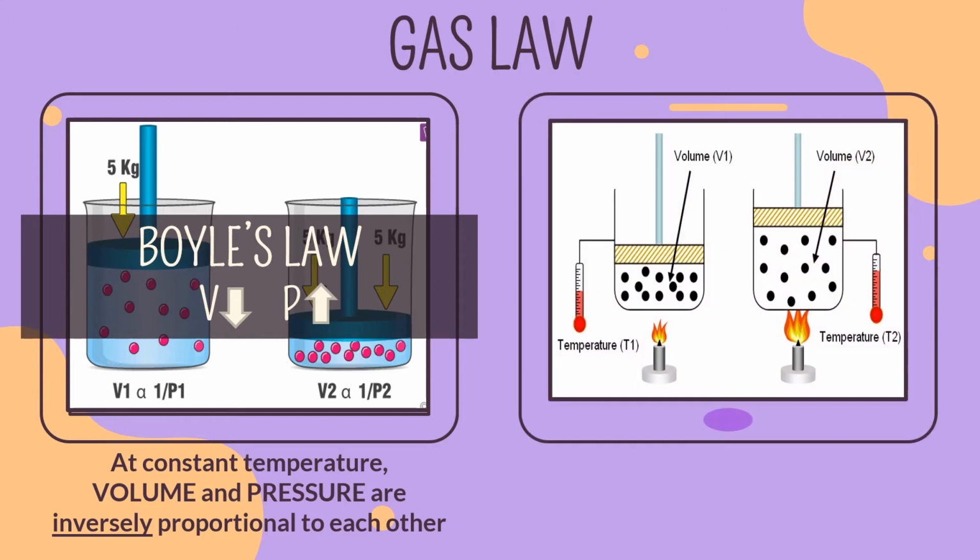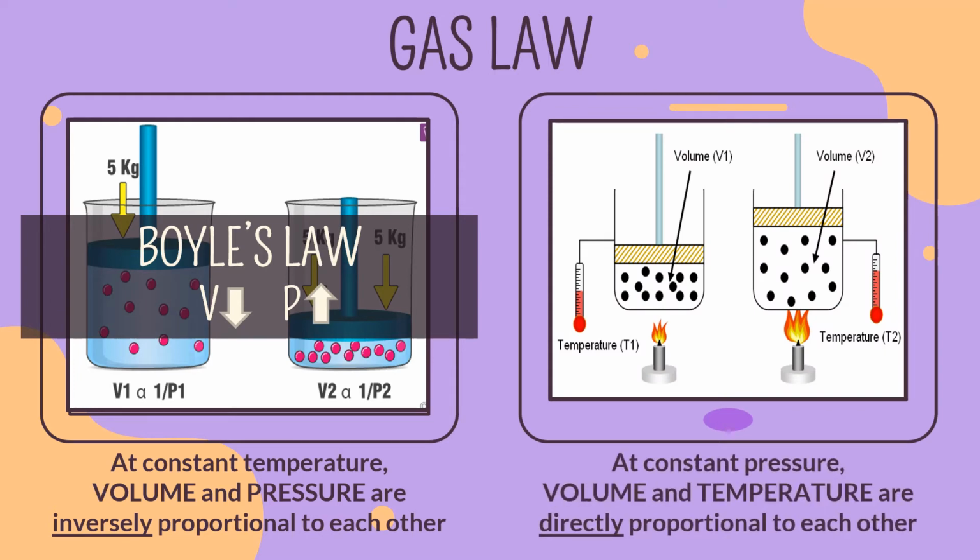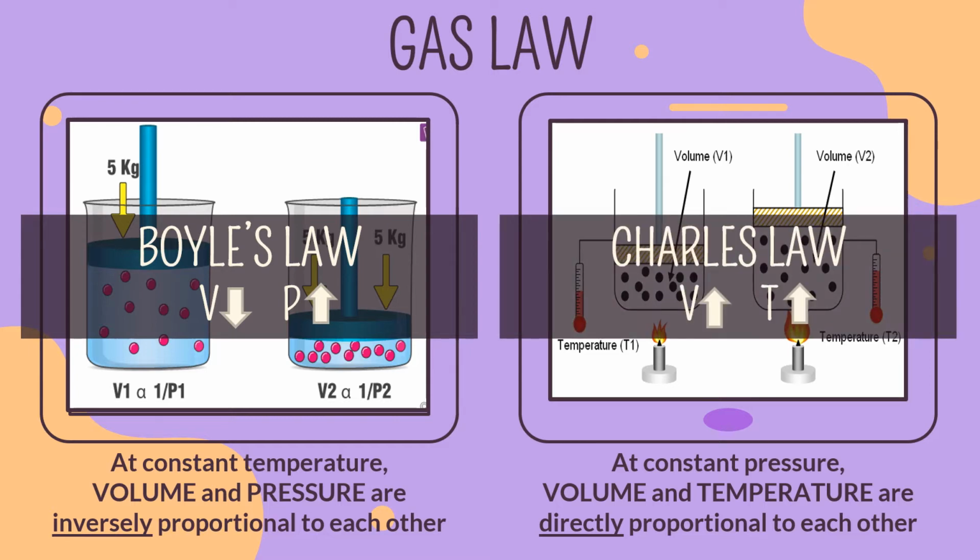The next one is the volume-temperature relationship, wherein they are directly proportional to each other. It is described in Charles' law. As the volume increases, the temperature also increases, whereas as the volume decreases, the temperature also decreases.